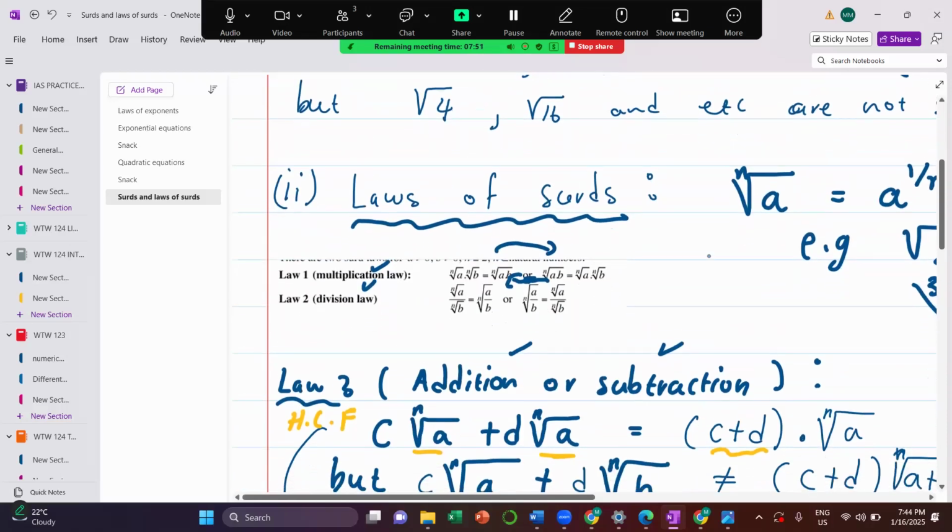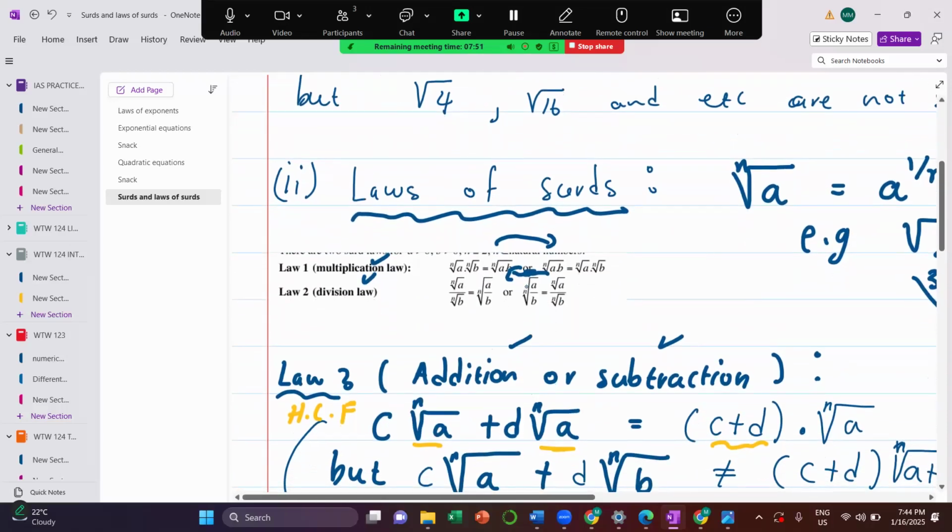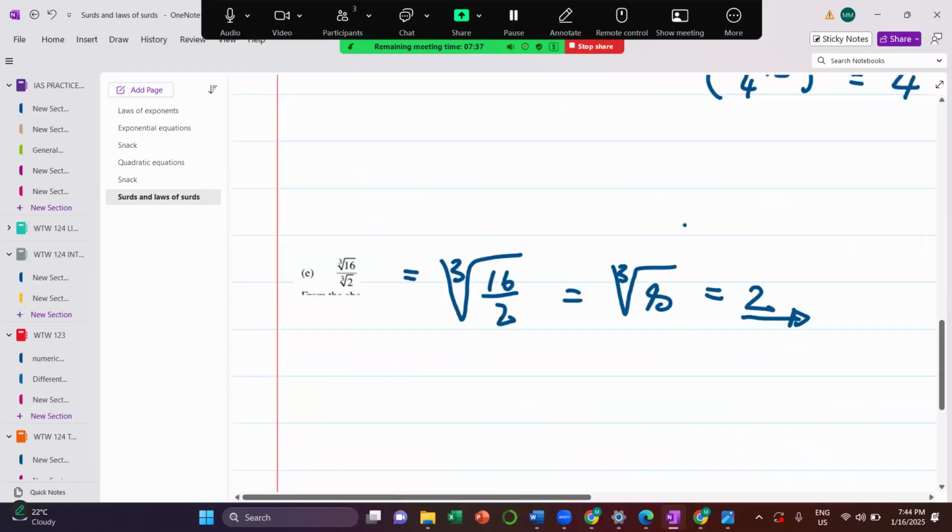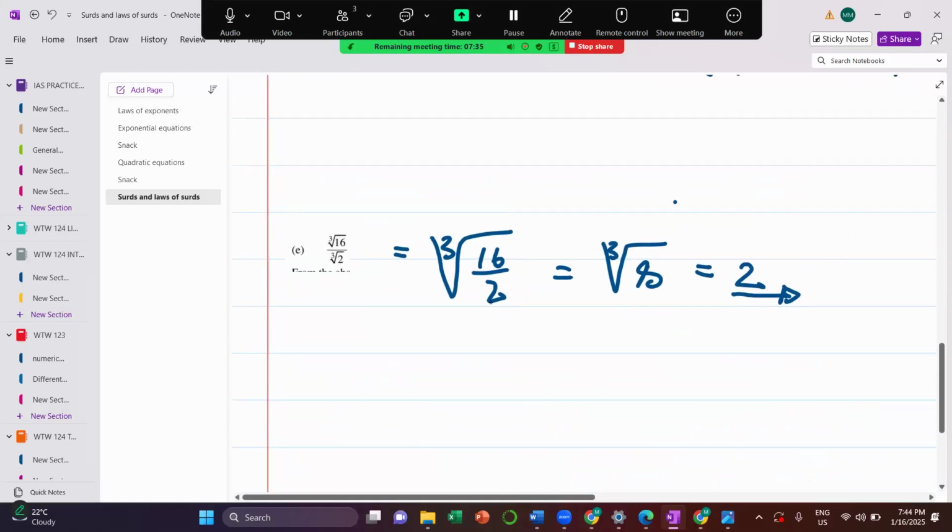There's a division law that says if I have the nth roots of two different numbers dividing each other, I can just keep the nth root and divide whatever is inside. Are you okay? So here I was dividing 16 by 2, which gives me 8. And then I'm just going to put this in the calculator. Are you okay?